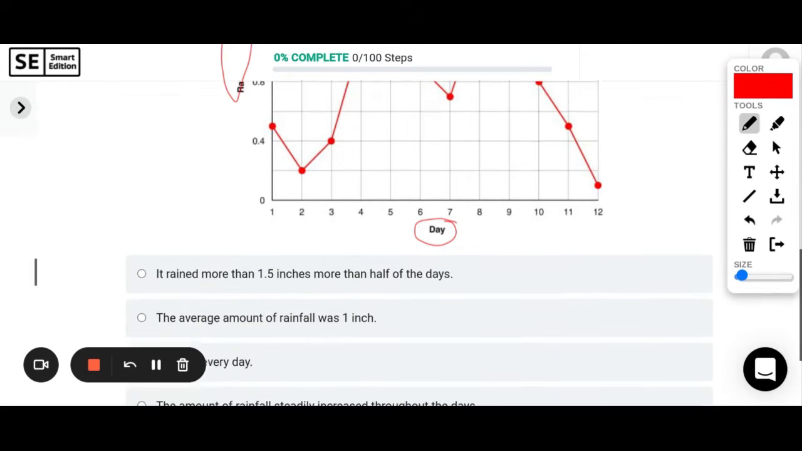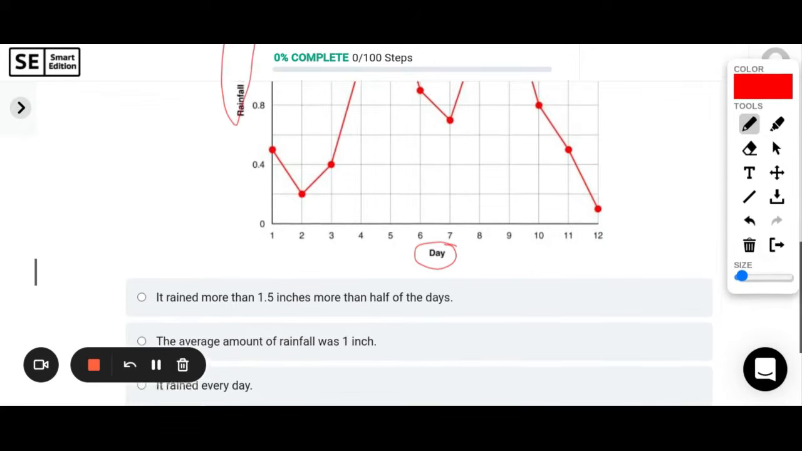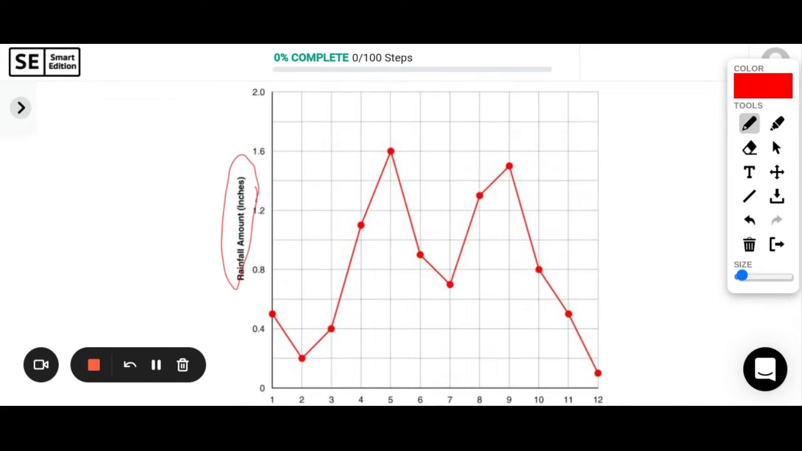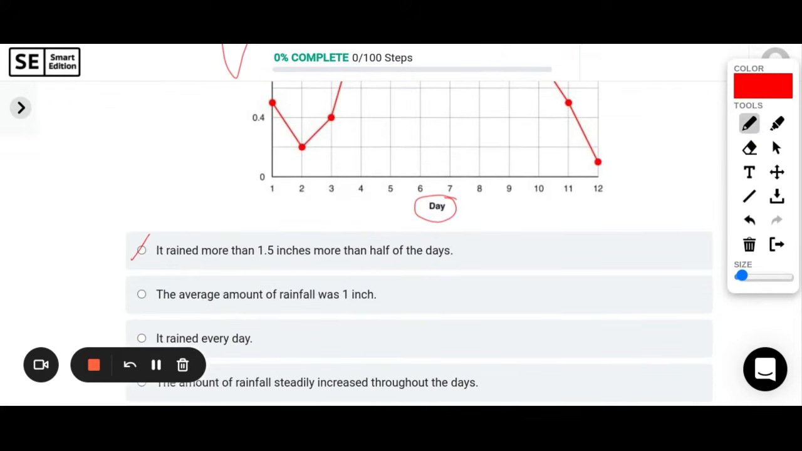So if I look at my options here, did it rain more than 1.5 inches more than half of the days? So 1.5 inches would be somewhere up here. So I don't think that this shows half, not even close. It looks like most of them are below that. So that option doesn't look so good to me.